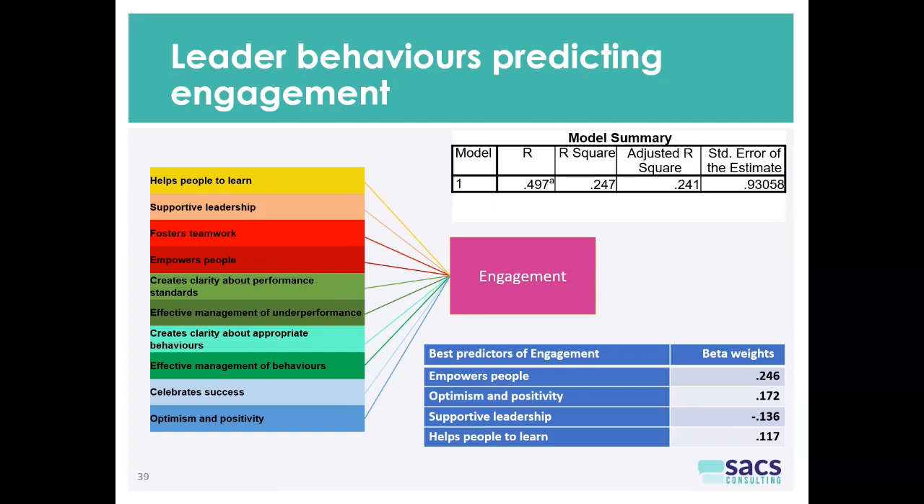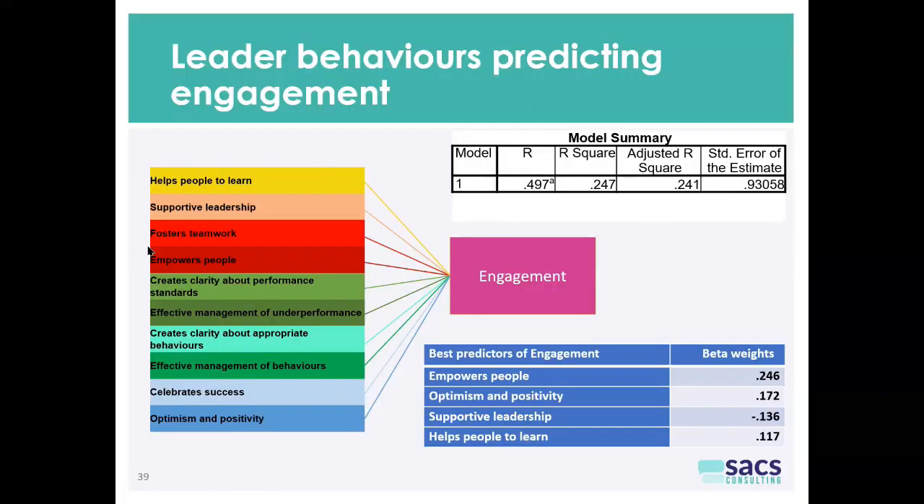Now, when we undertook this study, we surveyed many more behaviours than this, in fact about 18 or 19 I think it was, but we found that the really important ones were these 10, and these 10 fit into two general categories. You'll see that a number of these behaviours are about developing relationships and kind of creating a climate at work. So helping people to learn, being supportive to them, fostering teamwork, empowering people, celebrating success, and acting in optimism and positivity as a leader. So they're all about creating the right psychosocial environment.